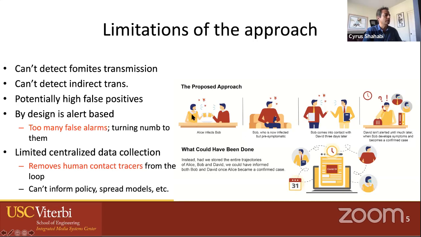Indirect transmission is a case where Alice transmits to Bob, and then Bob gets sick. You know that Alice is sick, so you can inform Bob, but Bob also contacted David, and you cannot inform David. Informing David is important because that's really the case of being pre-symptomatic. After 3 days, Bob potentially can become infected and can transmit the disease, so potentially informing David and having him self-isolate can be very useful.